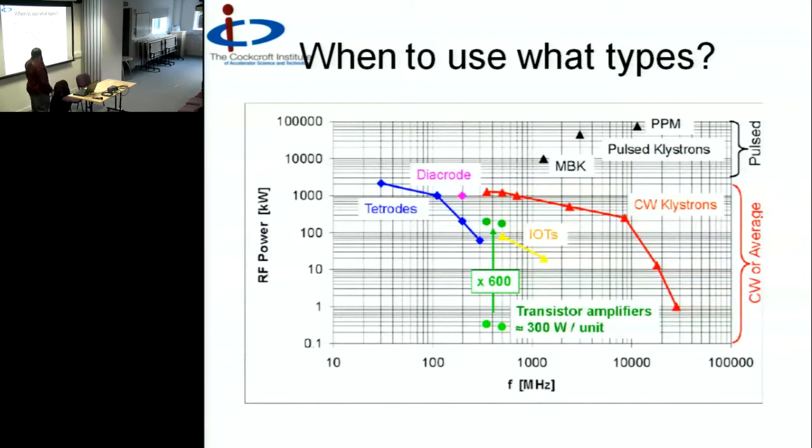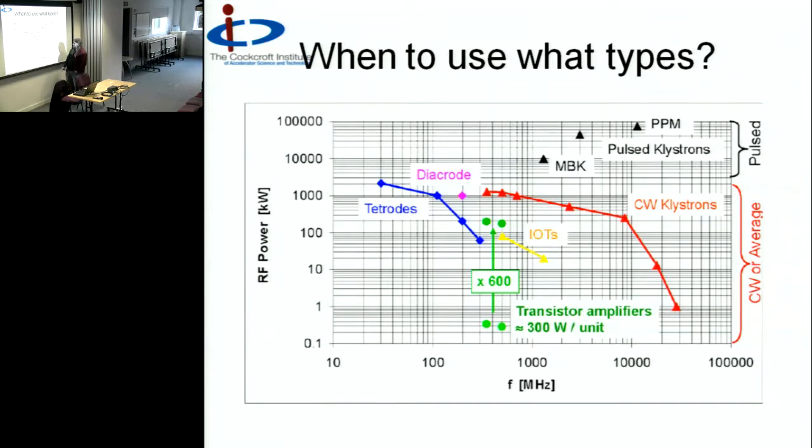So when do you use what types? Well, this is power versus frequency. And you can see they each dominate in different areas. You can see that below about 1 megahertz, that's a Klystron as well, actually, that's CW Klystrons. Mostly you're dominated by tetrodes at low frequencies. Tetrodes, diodes and triodes dominate up to about 200 megahertz. There's nothing that works below 200 megahertz other than those, apart from solid-state power amplifiers. So you're completely dominated in that region by the tetrodes.